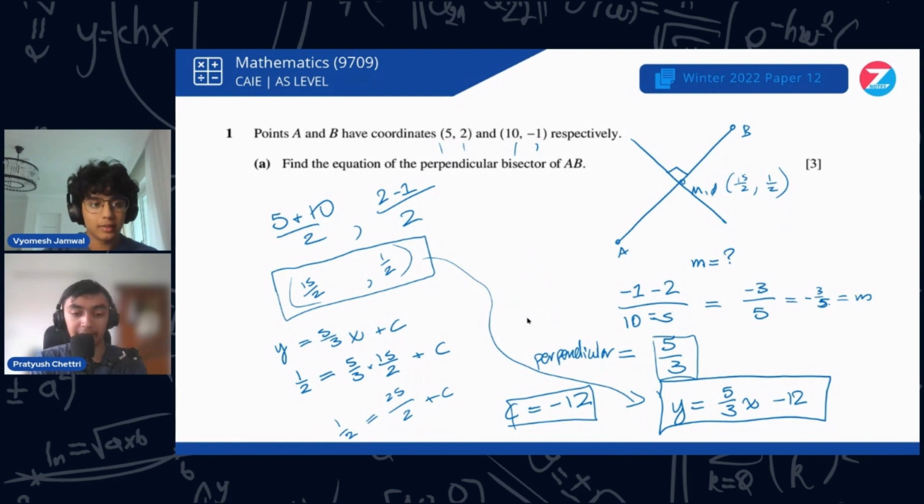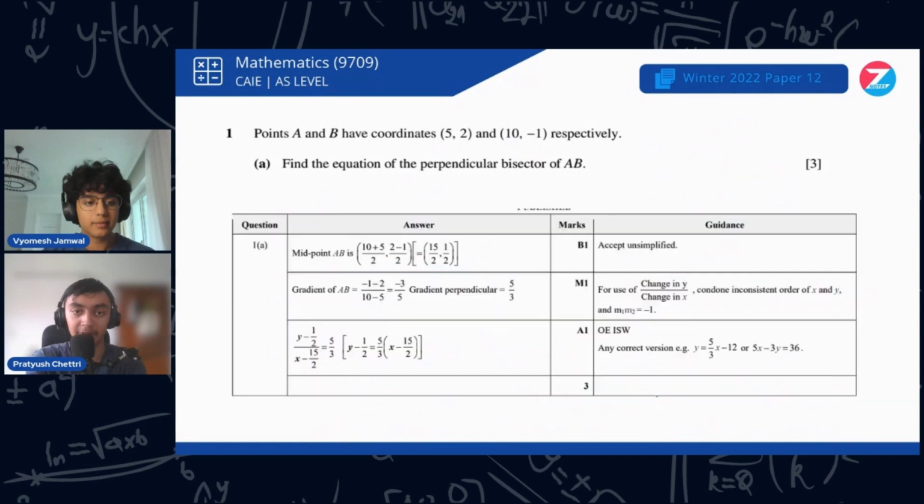So 5 over 3 times the value of x, which is 15 over 2, minus 12, does indeed give us 1 half. Plug in this, you'll get out this, which is correct. That's great then. Awesome. Let's check the mark scheme on this. And would you look at that?